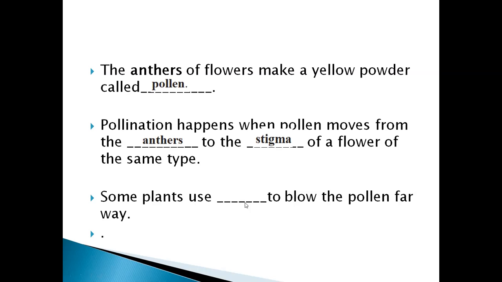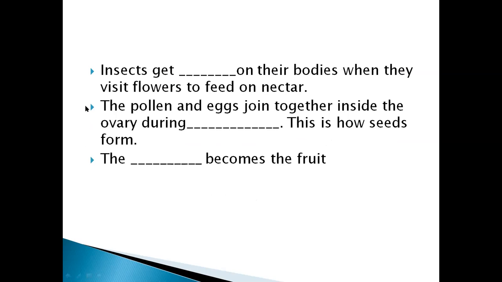Some plants use dash to blow the pollen. For blowing we are using air. There are two ways to pollinate, with the help of insects or with the help of wind. So to blow we are using wind. Some plants use wind to blow the pollen far away. Insects get dash on their bodies when they visit flowers to feed on nectar. Insects get pollen on their bodies when they visit flowers to feed on nectar.